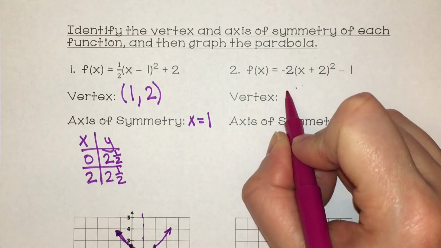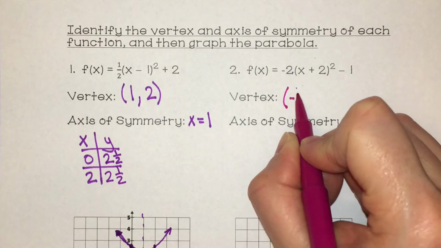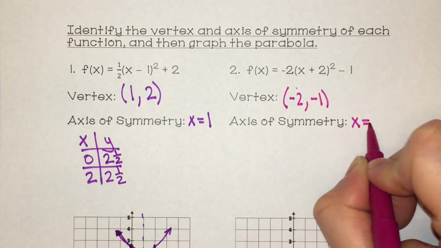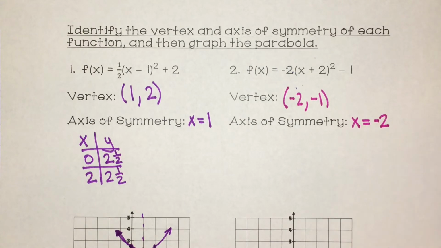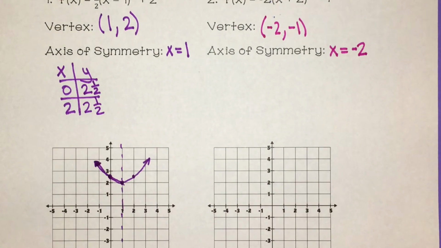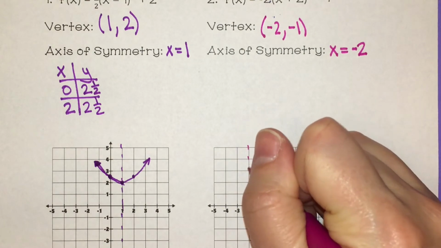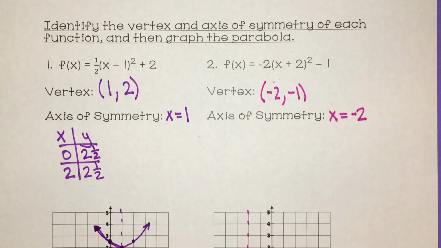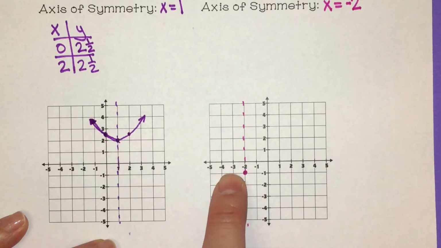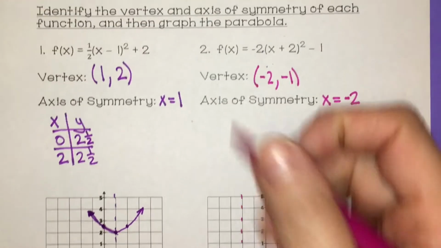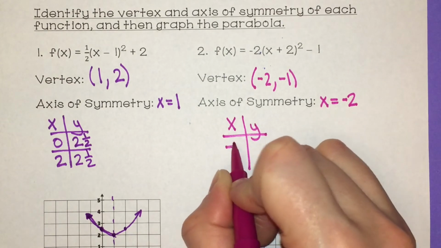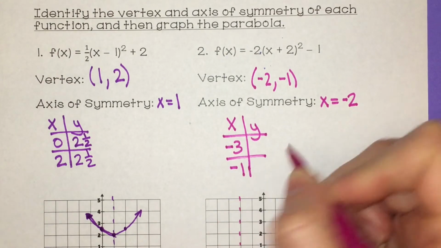We have the x value has to be -2. Y value is -1. Axis of symmetry is where x equals -2. So I'm going to graph what I have so far. X is -2, y is -1. So our axis of symmetry is through where x is -2. All right, pick 2 x values. I'm going to pick -3 and -1. Get out y.